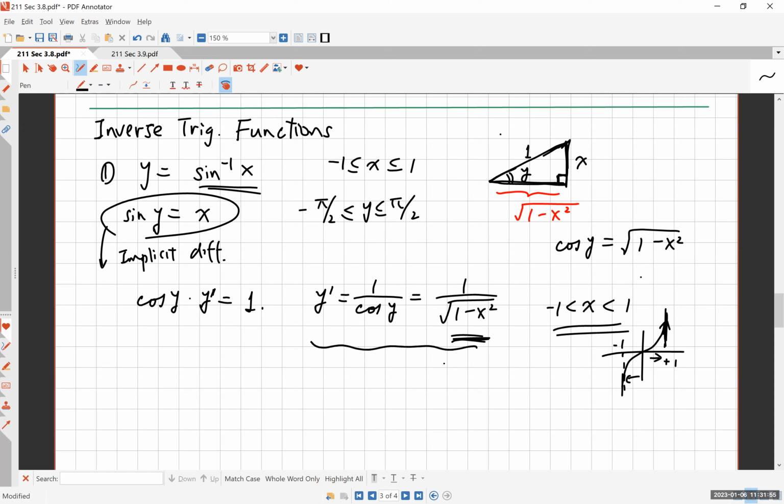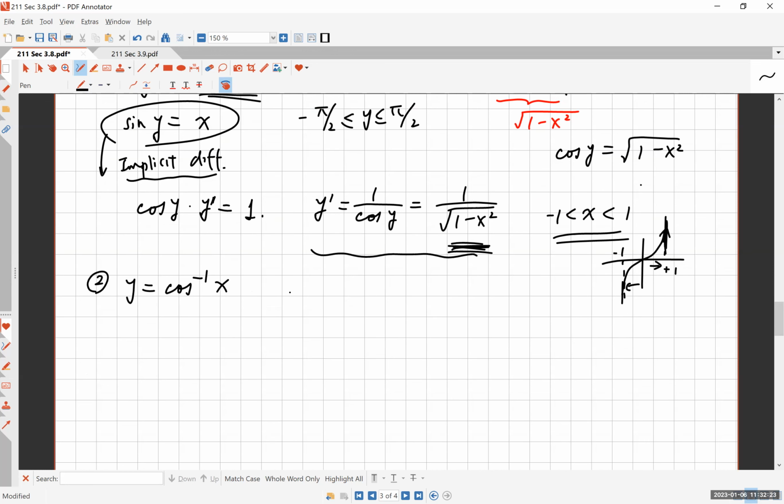But this is the explicit formula for the derivative of the inverse sine function. It is an explicit formula not involving y, and we got it using our method of implicit differentiation. All right, once you do this, the other ones are going to be pretty simple too. Next one, let's do the inverse cosine function.